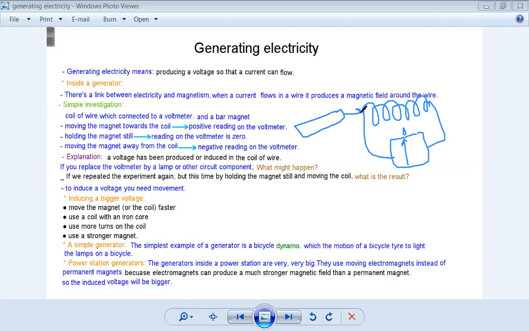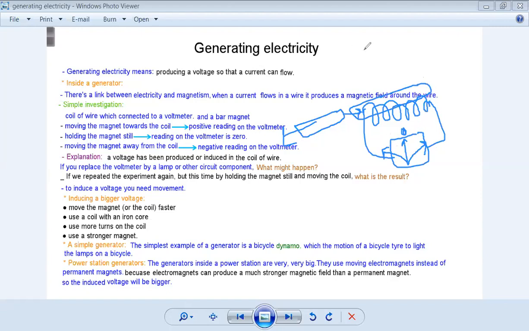So if we move this forward towards the coil, we will get a positive reading, which is the arrow will move in that direction on the right, positive, above 0. And if we hold the magnet still, for example, on the top, or keep it inside the coil, we will get 0, no reading. But if we move it away from the coil in that direction on the left, the reading will be in that direction, which is a negative reading of the voltage. So what's happening exactly there?